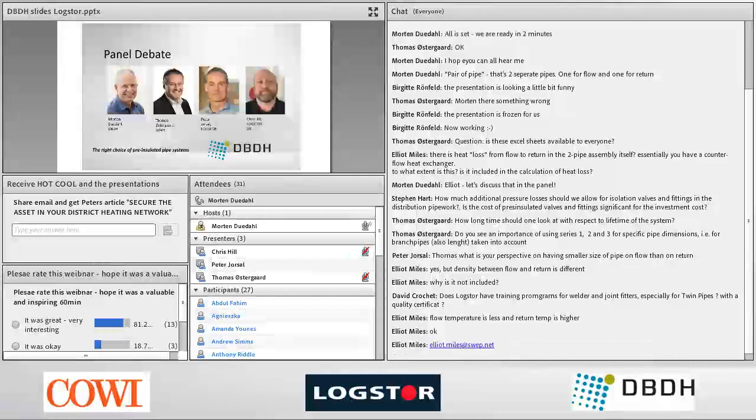Thomas, you said, is that Excel sheet made available? I think you mean the Logstor calculator. I think it's a bit more than an Excel sheet. But Peter, is that readily available for everyone, or how is that? The Excel sheet is not ready yet, but it will come to our homepage in a spreadsheet version. Okay, good. And when do you expect that? In the beginning of the new year. You will send an email to everybody who signs up here about that, so they will have it, and you will post it also on the DBDH website when we get to that. Yes.